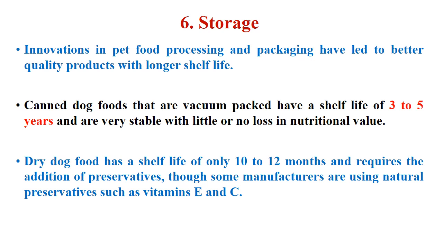Whereas in case of dry pet food, the shelf life is about 10 to 12 months, and it requires additional preservatives as I have mentioned earlier, like antioxidants. Sometimes antifungal agents like sodium or potassium sorbates and tocopherol etc. are used to have better storage life.